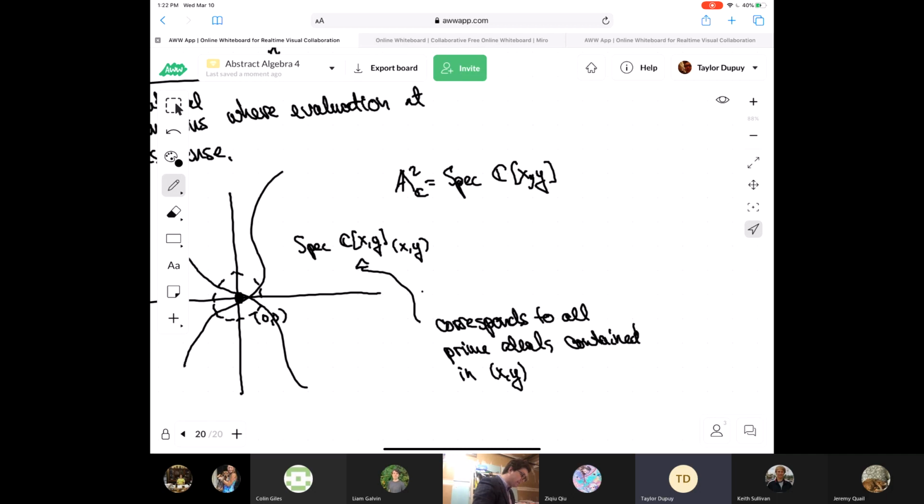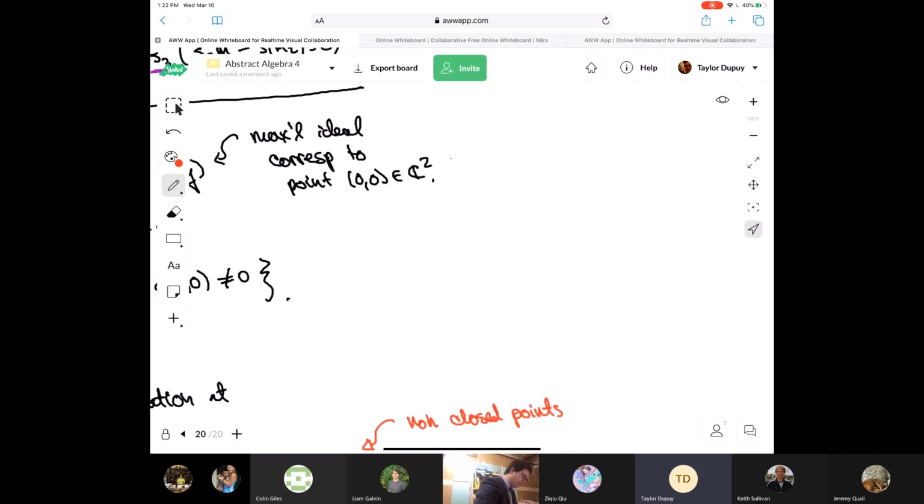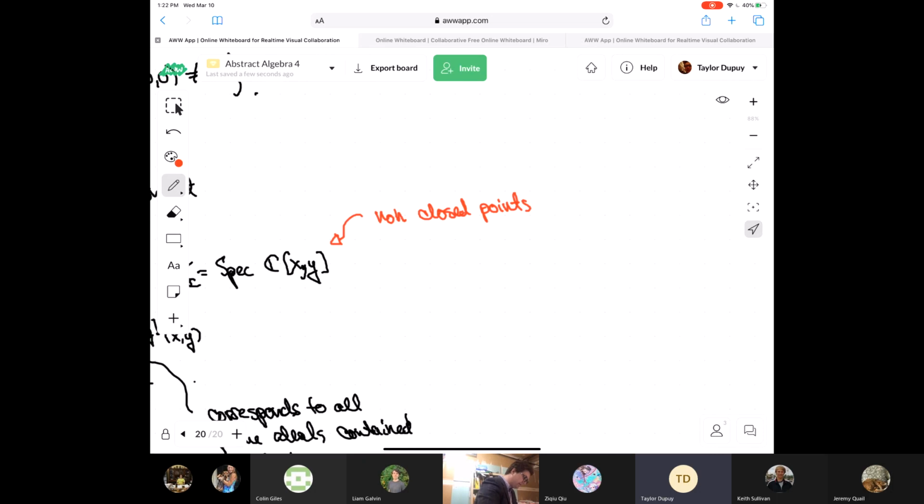So remember, there's points of this, and there's non-closed points of this, i.e. points that don't correspond to elements of C^2, the things that are not maximal ideals.